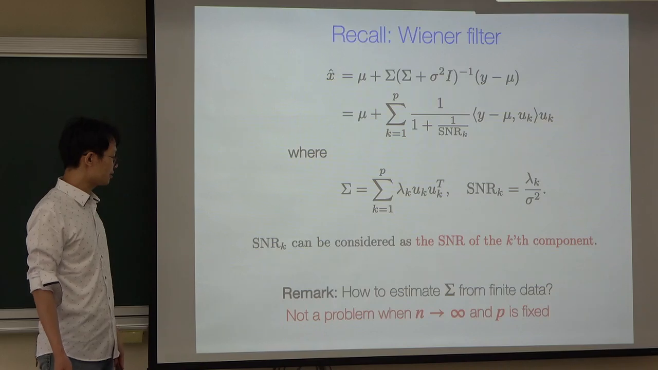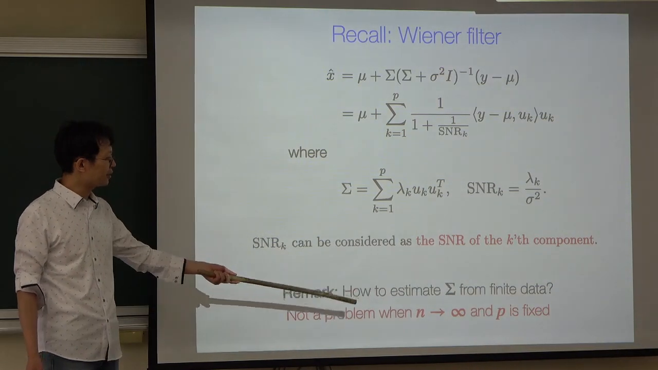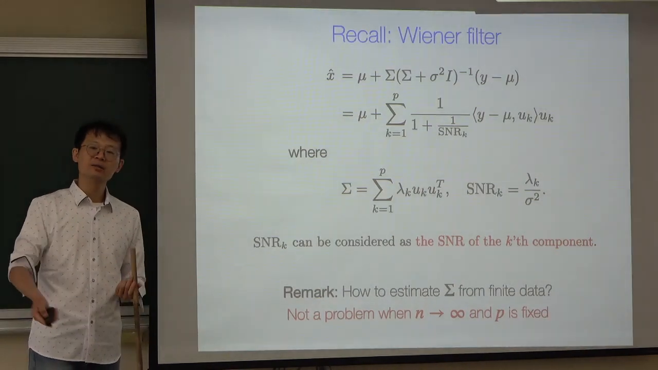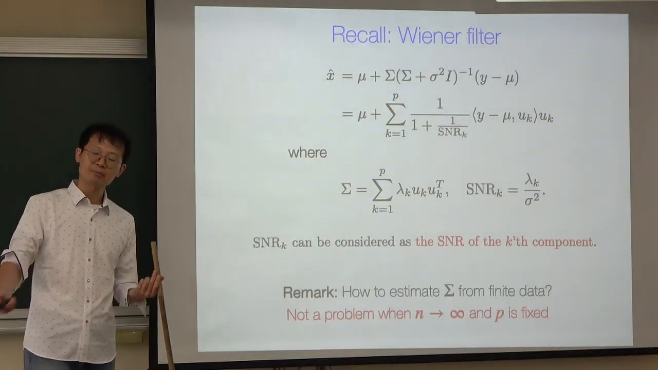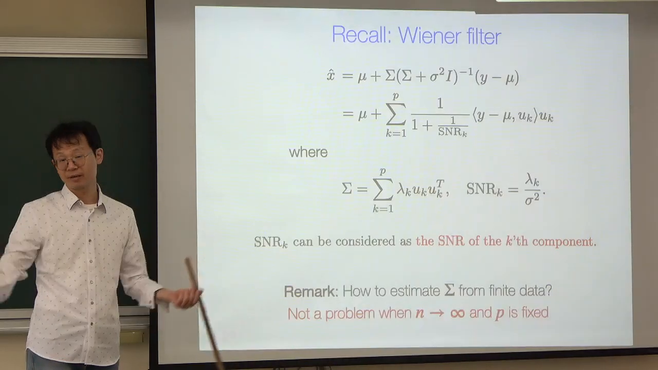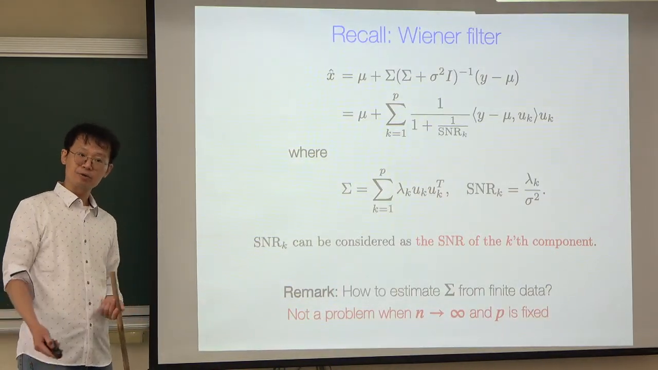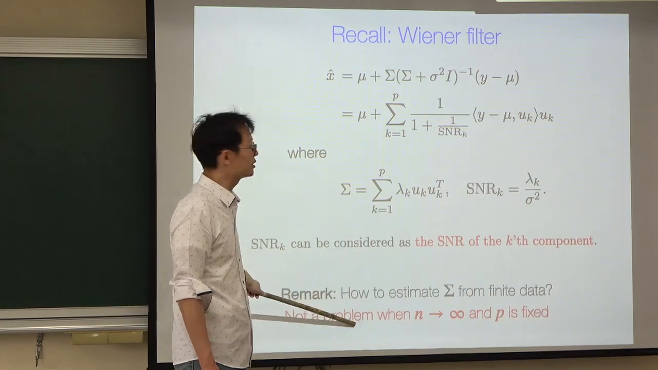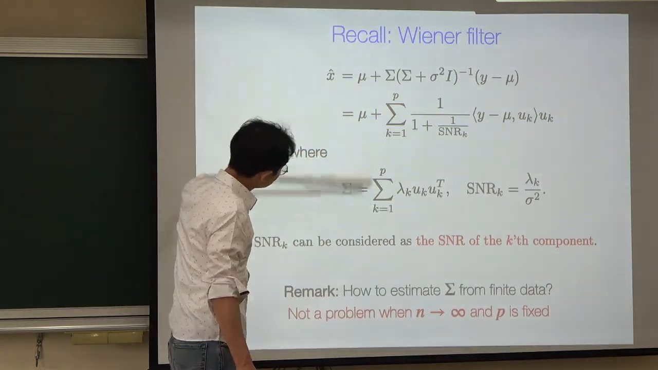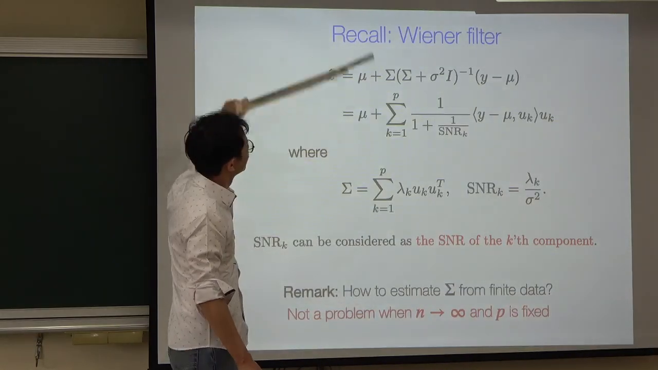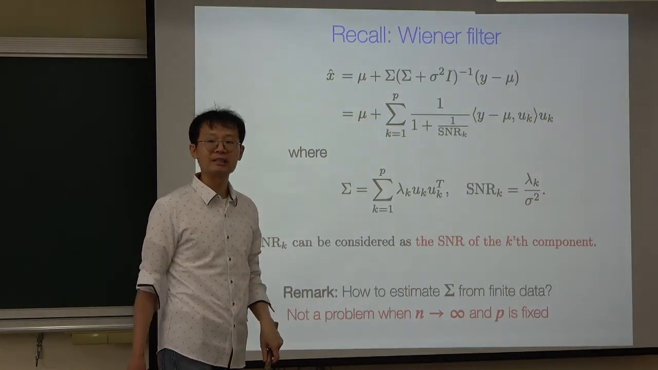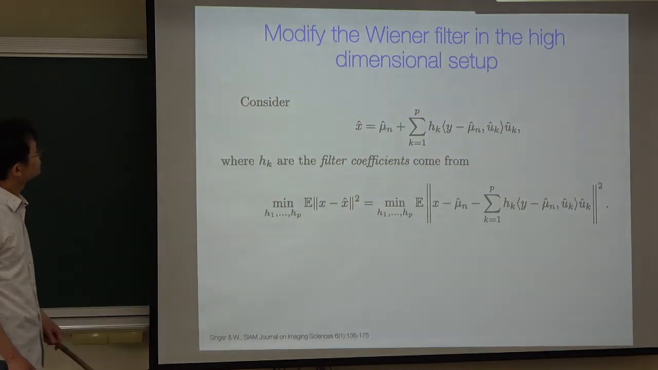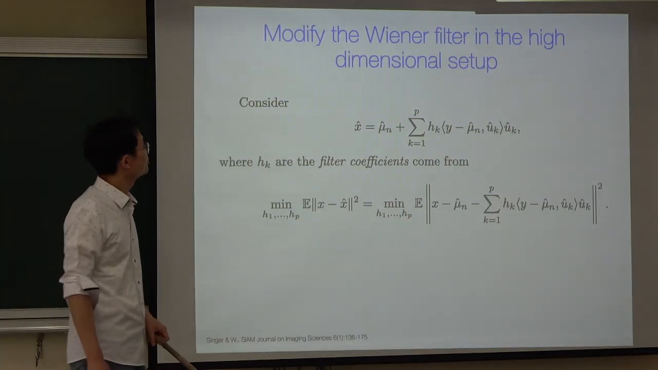And as I said, it's not a problem when n goes to infinity and p is fixed, but it is a problem when p and n are both big. That is, p depends on n, and p over n goes to a finite constant. It's a large p, large n model. We do have some problems. And how to understand the Wiener filter under the large p, large n setup, that is our goal.